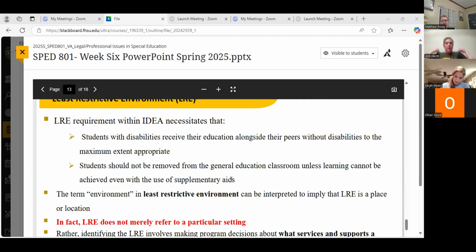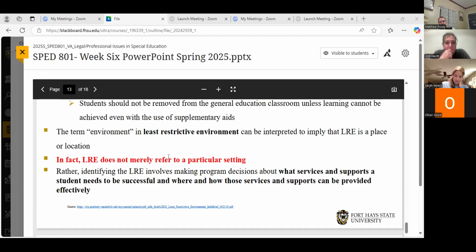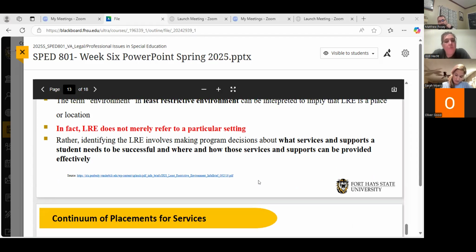The term environment in least restrictive environment can be interpreted to imply that LRE is a place or a location. It does not merely refer to a particular setting. So there's more than just a single setting that we need to keep in mind. Rather, identifying the least restrictive environment involves making program decisions about what services and supports the student needs to be successful and how those services and supports can be provided effectively. That's really the name of the game when we're looking at least restrictive environment.